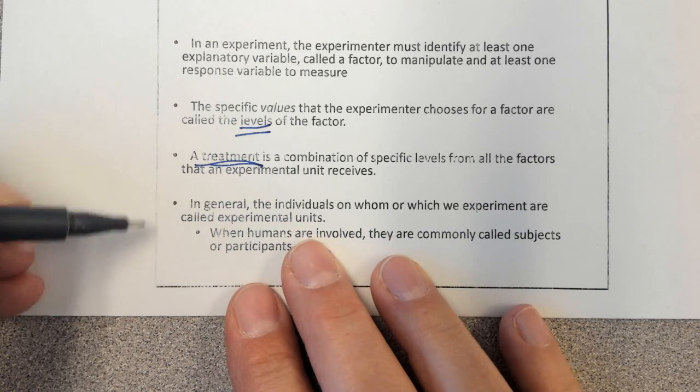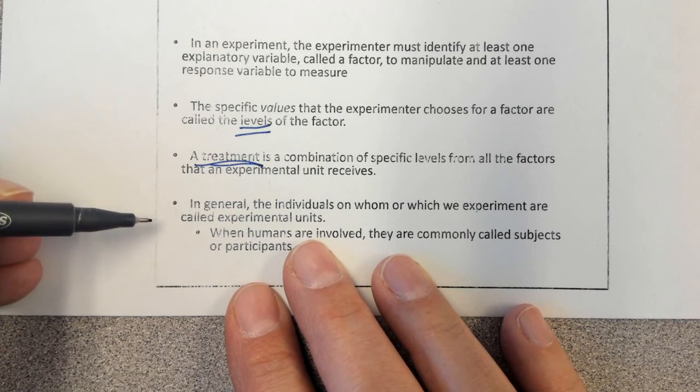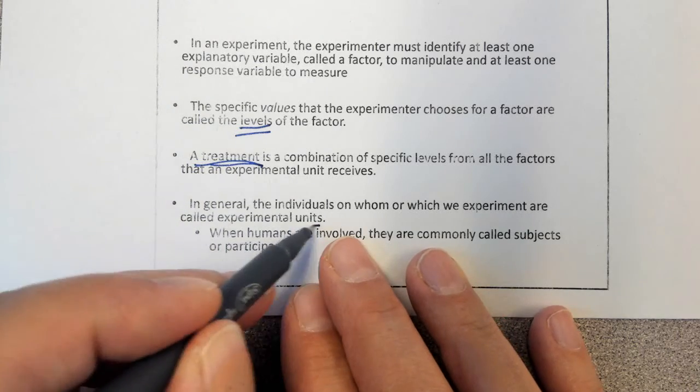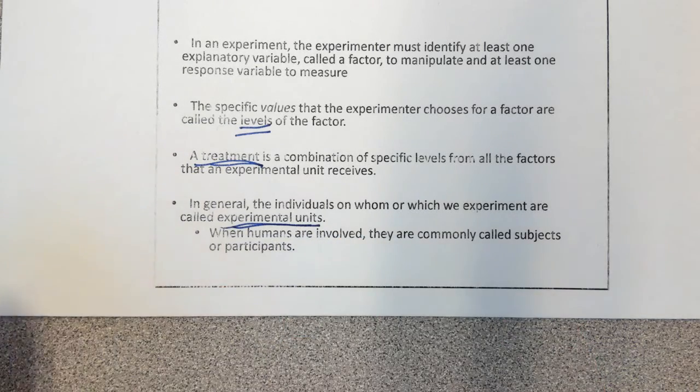Okay, keep going. In general, the individuals on whom we experiment are called experimental units. There's another vocabulary term. That's the generic. So if you're experimenting on turtles, your turtles are your experimental units. If you're experimenting on white lab mice, those are experimental units. If they are humans, we usually call them subjects. It just seems more humane. But you can call your people experimental units if you want to. You can call your turtles subjects if you want to and get by with it. It's just not typically what we do.